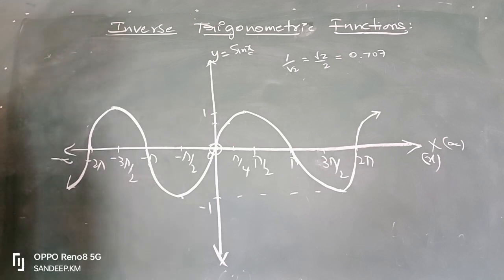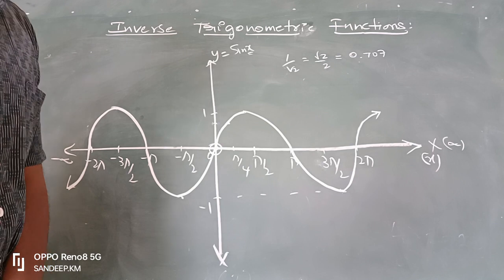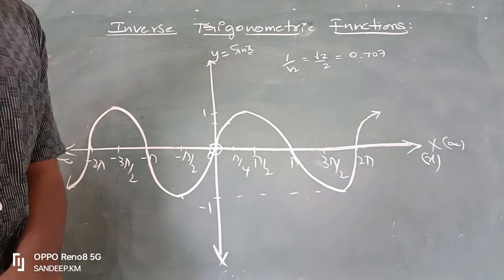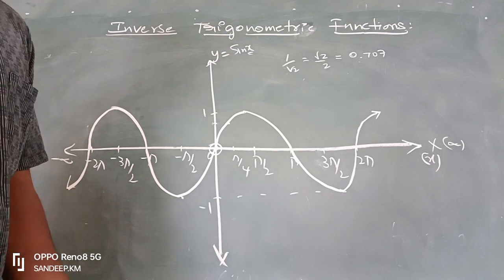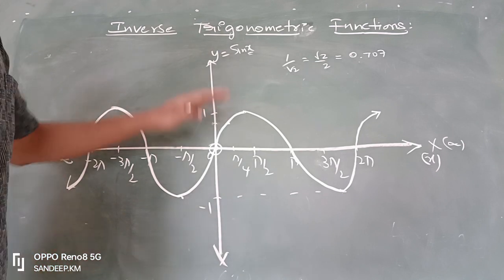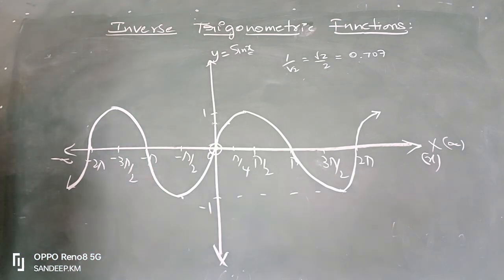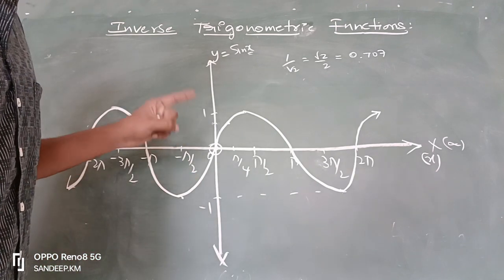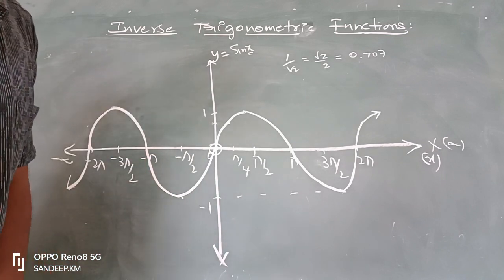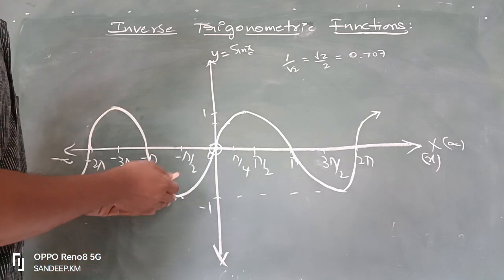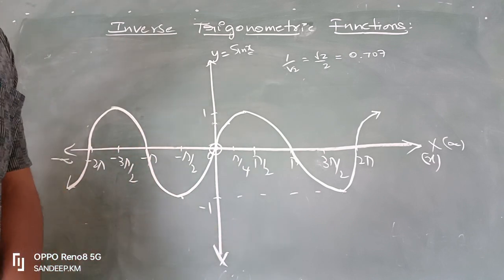So dear students, when it comes to deciding whether a function is 1-1 or not, after drawing the graph of a function, just draw a horizontal line anywhere in the graph. If the horizontal line intersects the graph of any function at more than one point, then it is not 1-1.